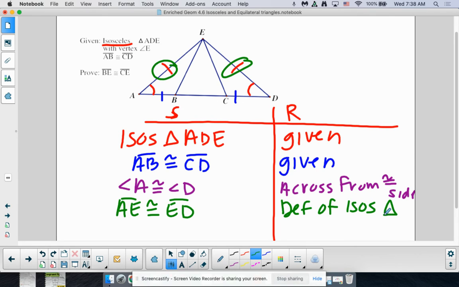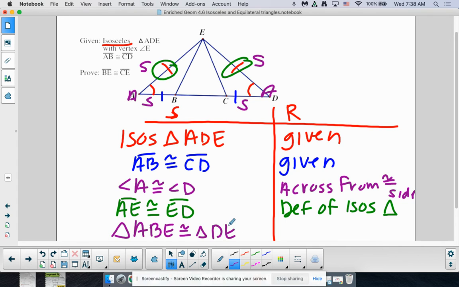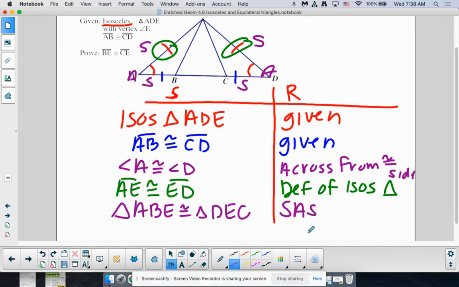Okay, so now, folks, hopefully you're with me. Look, we have a side, angle, side. So now we know that those two triangles are congruent. So triangle ABE is congruent to triangle DEC by side, angle, side. Now we're almost done. We have one more step left.